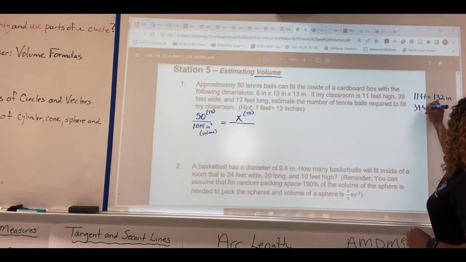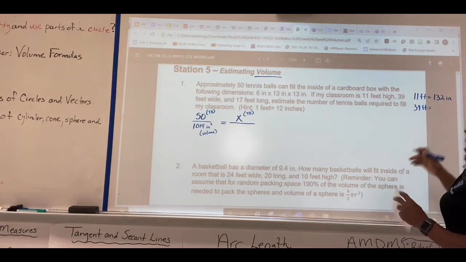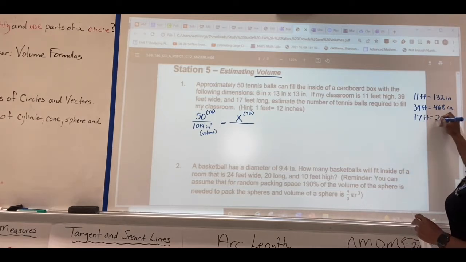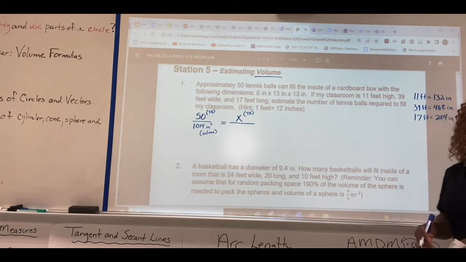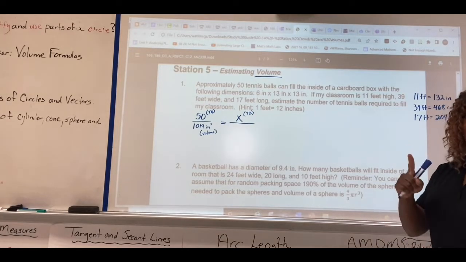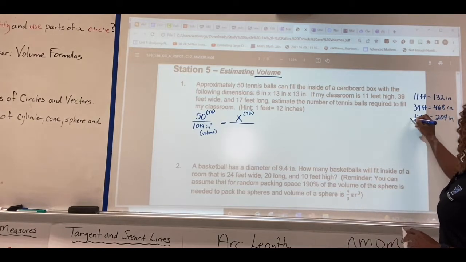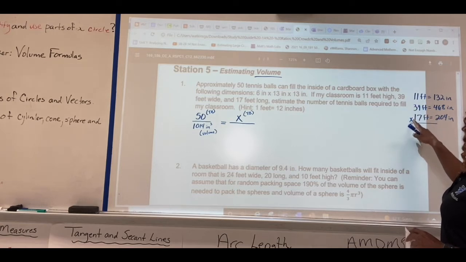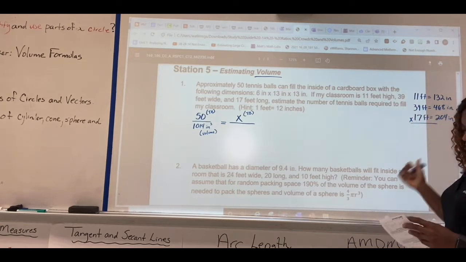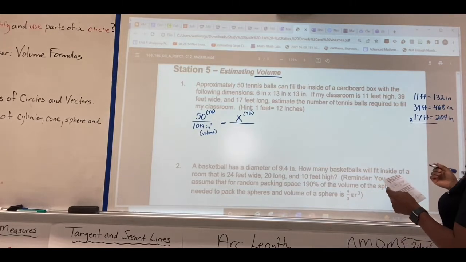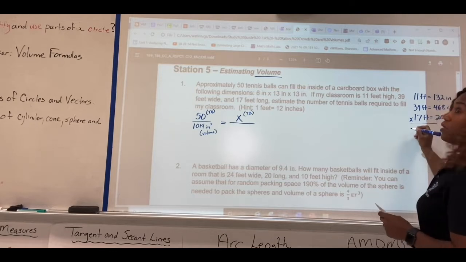39 feet is 468 inches. And 17 feet is 204 inches. So I've converted all those feet for the classroom, the length times the width times the height of the classroom, into inches. Now this is what we're going to multiply. Length times width times height, but in inches. And that total, I'll give you that total because I've already done the work. It's going to be quite a bit.